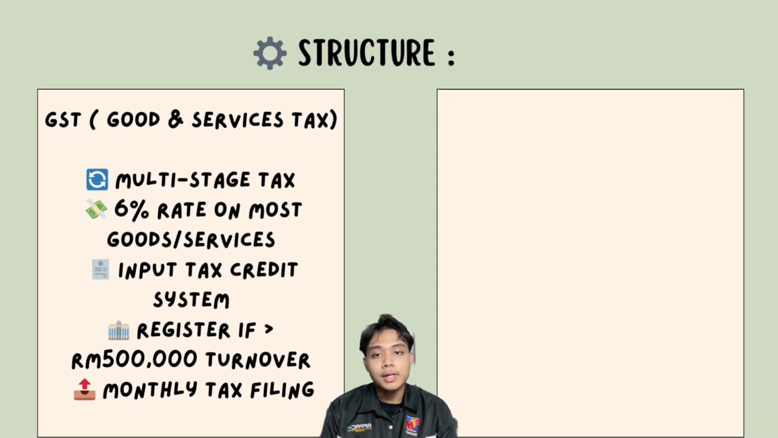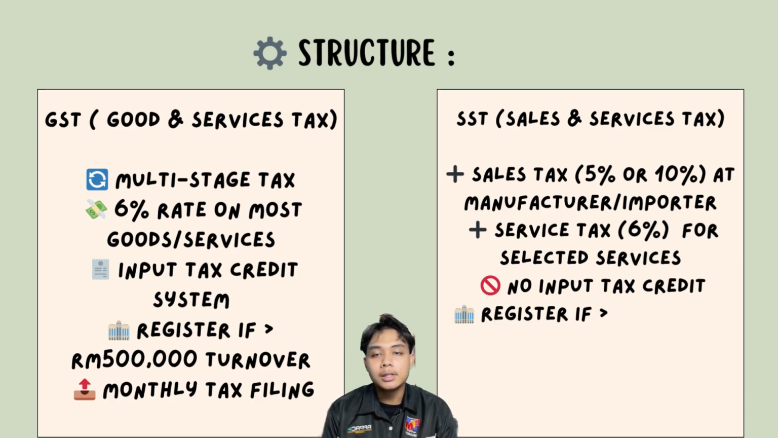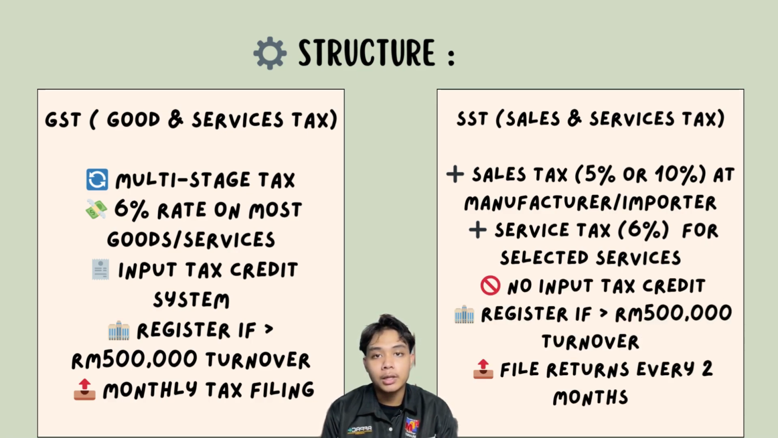And then the structure of SST. SST, on the other hand, is a single-stage tax. It is made up of two parts: sales tax, which is charged at 5% or 10% to manufacturers and importers, and service tax, which is 6% and applies to selected services like hotels, food and telecom. Unlike GST, SST does not allow input tax credits, so businesses cannot claim back the tax they paid. Businesses with turnover above 500,000 must register and file tax returns every 2 months.